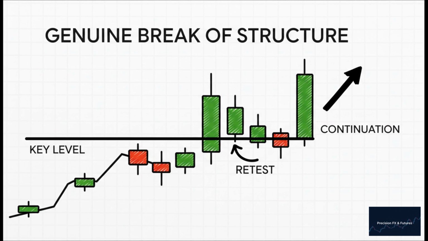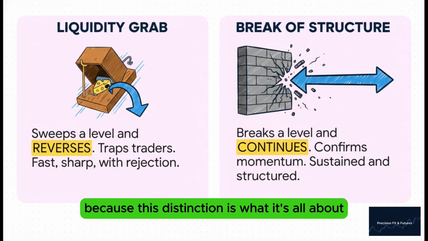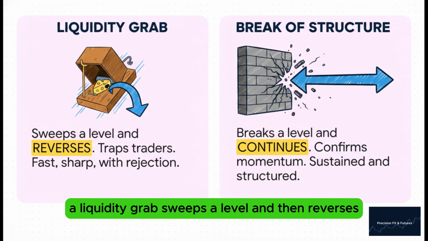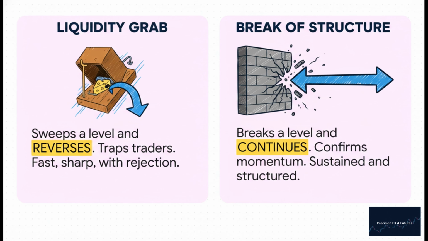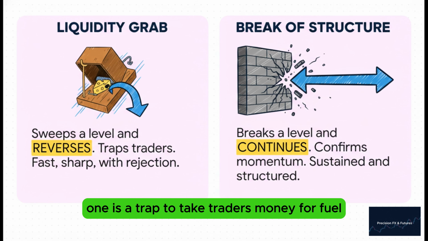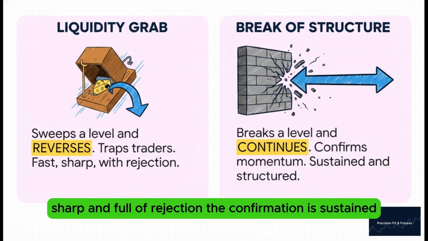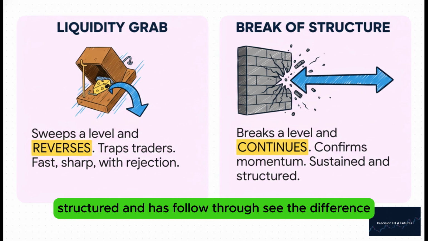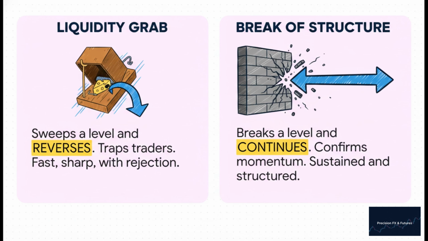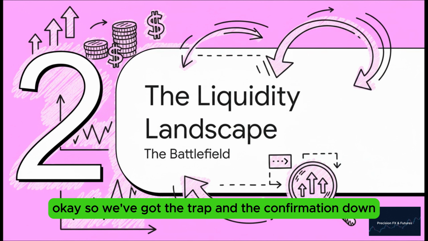So let's put them side by side, because this distinction is what it's all about. A liquidity grab sweeps a level and then reverses. A break of structure breaks a level and continues. One is a trap to take traders' money for fuel. The other confirms that the trend is strong. The trap is fast, sharp, and full of rejection. The confirmation is sustained, structured, and has follow-through. See the difference?